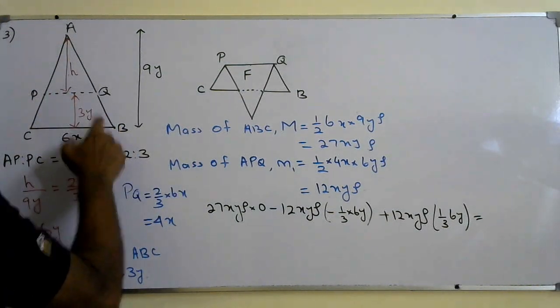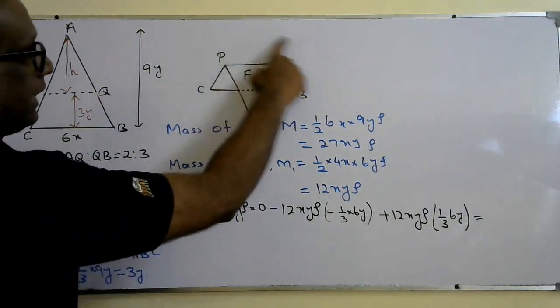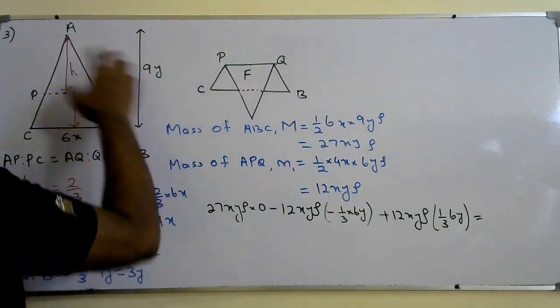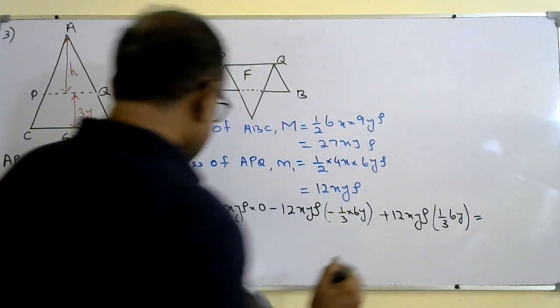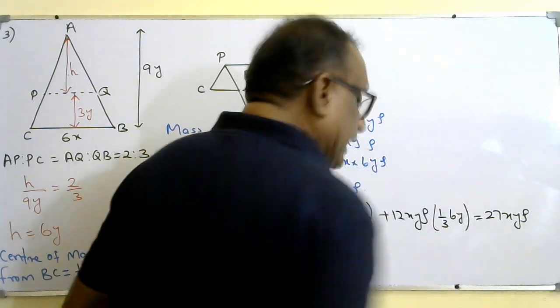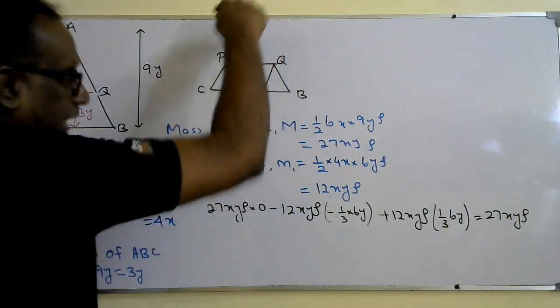We got the trapezium. Then we added the triangle APQ again, upside down. We will get this shape, is it? Now what's the total mass of this shape? Same material, the same thing, only folded. So the mass is the same, 27 xy rho. Its center of mass from PQ is going to be downward, nothing upward.